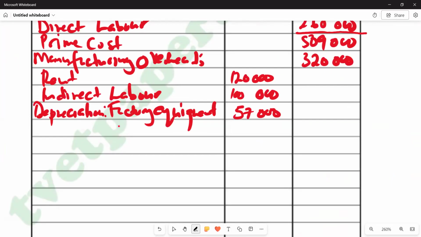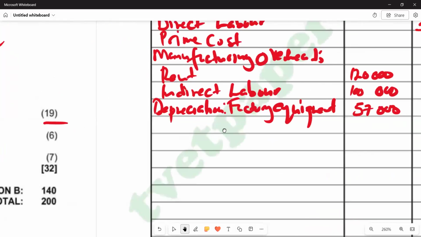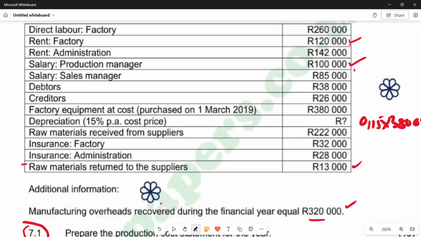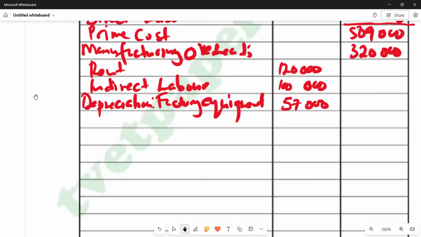And then I will go to the next after depreciation. You can go back to the question and see what we have after depreciation. Raw materials, suppliers, insurance factory 32,000. Let's see if we've got another one. We do not have another one. So this one becomes the last overhead that we have. Insurance 32,000. So we can go there and we say factory insurance. It's 32,000.